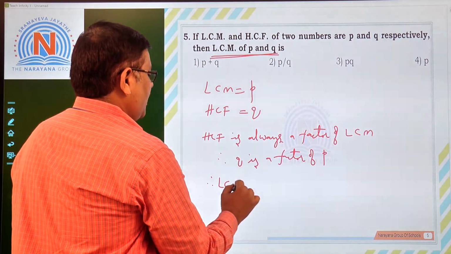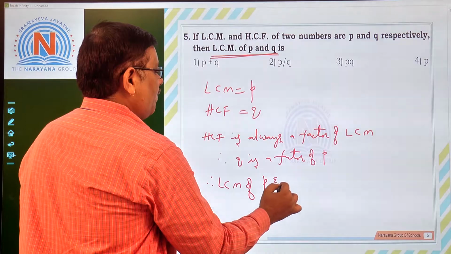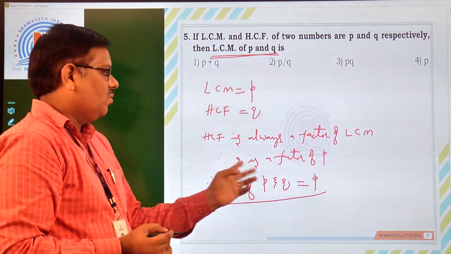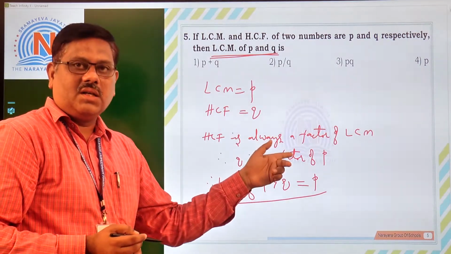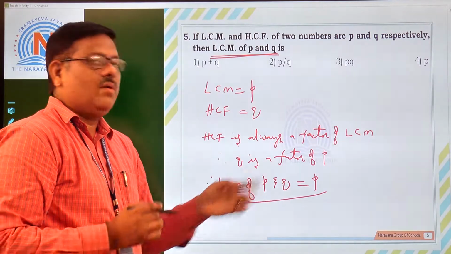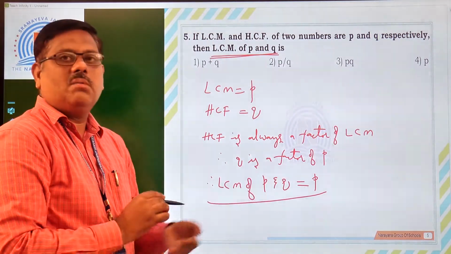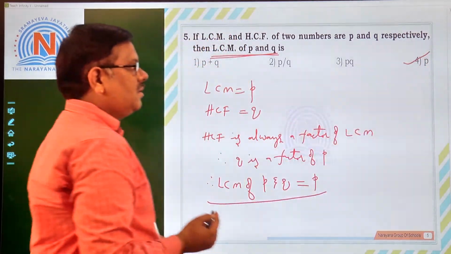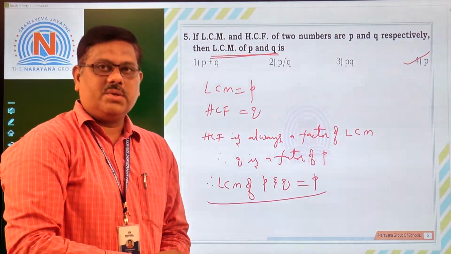Therefore, the LCM of P and Q is nothing but P itself. Whenever you have two numbers in such a way that one is a factor of the other, their LCM will be the multiple. Whatever multiple we have, that will be the LCM. So in this question, the LCM of P and Q will become P. So the fourth option is the right answer. So for the fifth question, the fourth option is right.